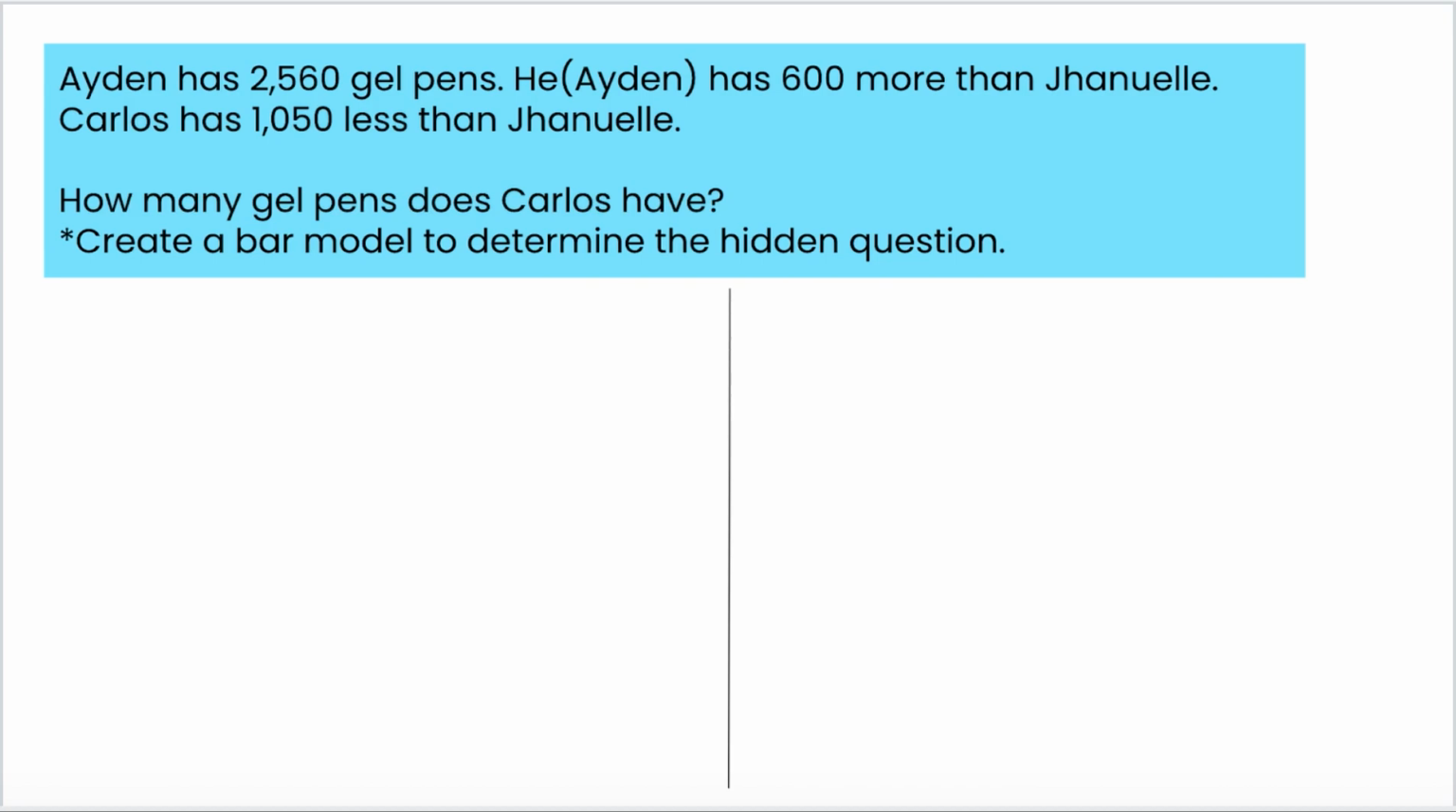Today, you're going to be working on a different kind of comparison bar model. This problem has 3 different values, some of which you might not know. Let's get started. Aiden has 2,560 gel pens.